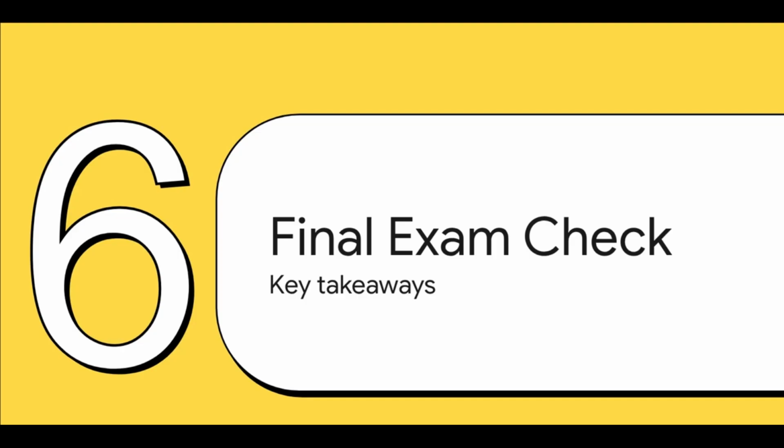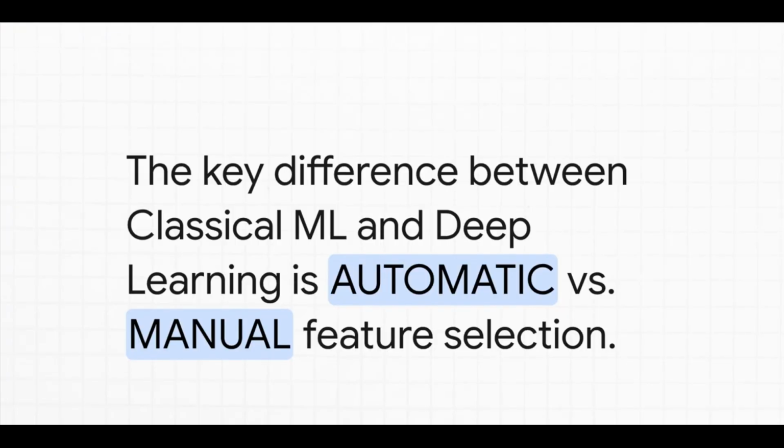Whew, okay, that was a ton of information, I know. So let's do a final exam check to make sure the most important points are crystal clear before we try a practice question. Exam tip number 1, and this is a biggie. The single biggest difference between classical ML and deep learning is manual versus automatic feature selection. I guarantee you will see this concept on the exam in some form.